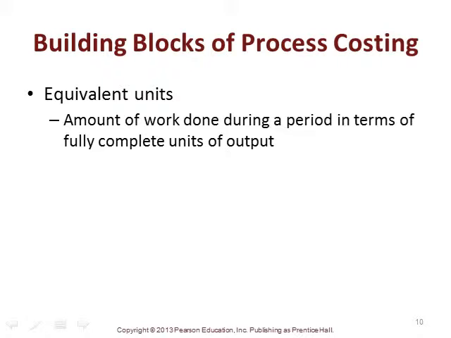Direct materials are often added at particular points of the process, maybe at the end of the process, at the beginning of the process, or as a percentage of the way through the process. And so, in order to attach a direct material cost to the product, we sometimes have to convert the amount of work we've done to equivalent units, which essentially represent fully completed units of output.